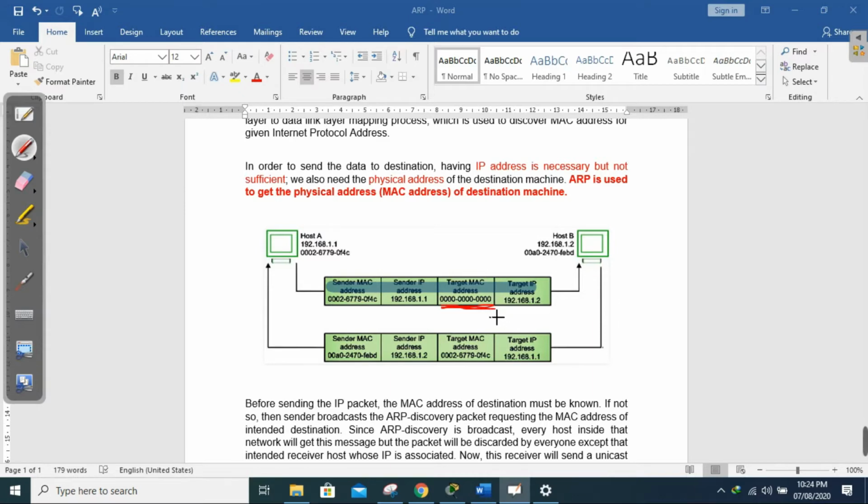So why do we put all zeros right there? This is the part where ARP helps. Whenever we want to send data from one host to another, we know the MAC address of the sender, because we are sending the data. That data is being sent from host A, so the packet where the data resides knows the sender MAC address, because it is being sent from the sender. It also knows the sender IP address for the same reason. So it already knows the sender MAC address and the sender IP address.